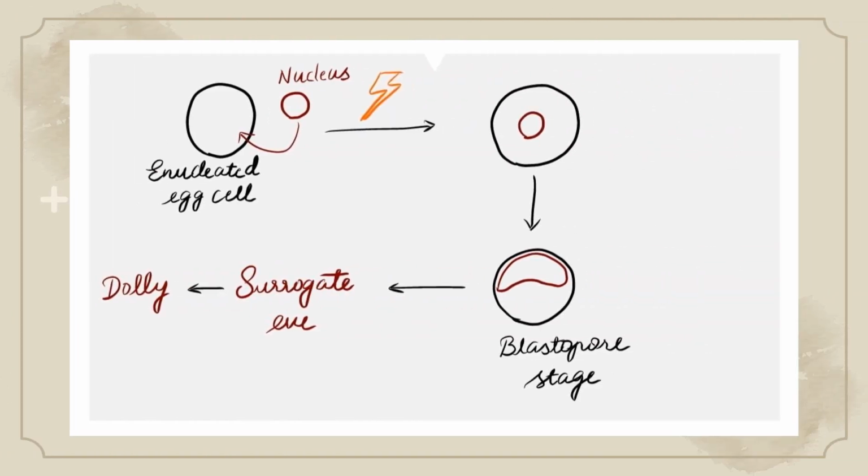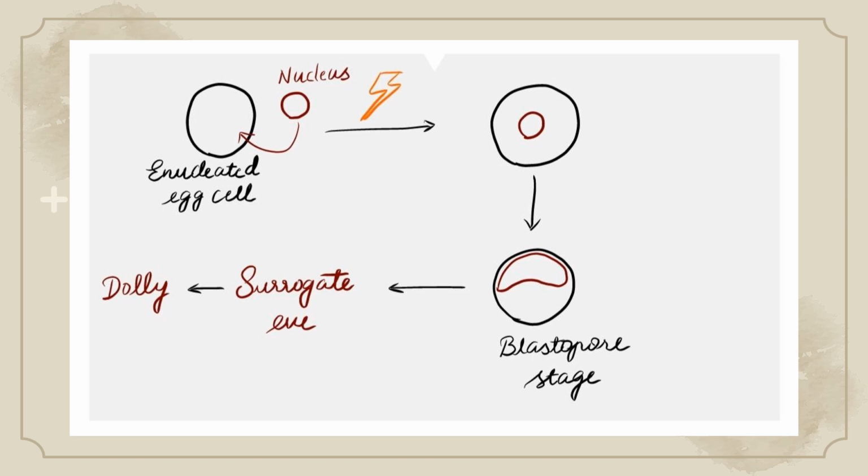So here is the simple illustration. The nucleus which is removed from the udder cell of the Finn Dorset sheep is inserted into the enucleated egg cell of the black Scottish sheep. This is done with the use of electric current, and then it developed into the blastula stage. After the development of the blastula stage, it is embedded in the uterus of the surrogate ewe, and finally it developed into Dolly, which resembles the Finn Dorset sheep, the nucleus donor.